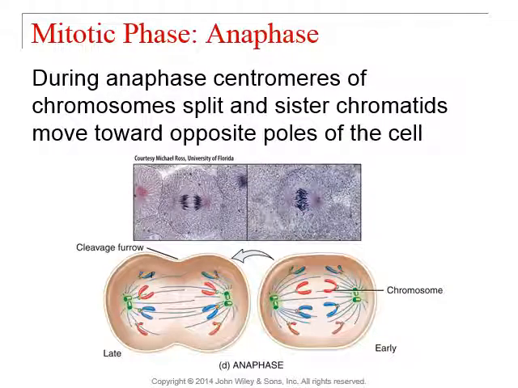Next we move on to anaphase, where the centromeres of the chromosomes will split, and the sister chromatids will move towards the opposite poles of the cell. When you get into late anaphase, you start to see what's called a cleavage furrow, where we see the pinching off, very soon, of the two daughter cells to be formed from the initial mother cell. You can also see in the light micrograph that in early anaphase, on the right side, you start to see separation of the chromosomes via the centromeres, and on the left you see late anaphase, where you start to see absolute separation along the mitotic spindle as sister chromatids move to the opposite poles of the cell.